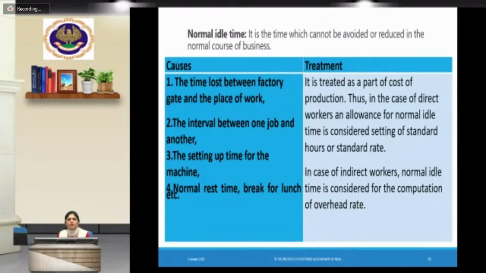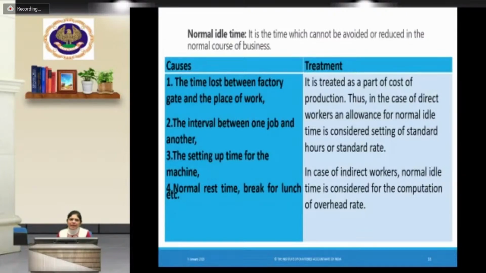The interval between one job and another. So the time lag: you have completed one job, then you have to go to another job and start that job, the time interval between these two jobs. The setting up time for the machine: the employee is ready, but the machine is taking its own time to get ready or set up or be put to use. Normal rest time or break or lunch. So these are the times which will generally happen.